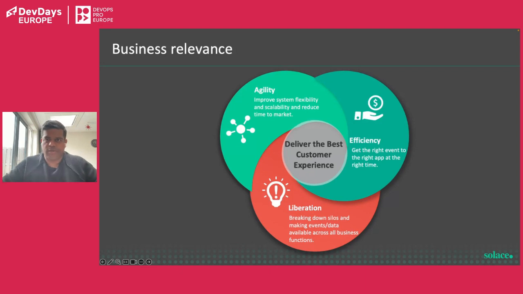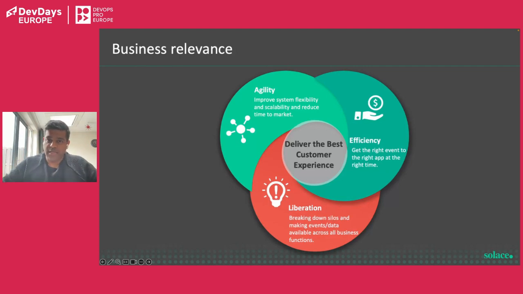As we get started on this journey of becoming event driven, we should have clear goals in our mind. First, we want to unlock our agility by being more flexible and reducing our time to market. We want to be more efficient by having the right event or the right data available to the right application or stakeholder at the right time. We also want to liberate all that data and break down silos so that events can flow across the business as needed. And as I said before, new opportunities can be realized and delivered.